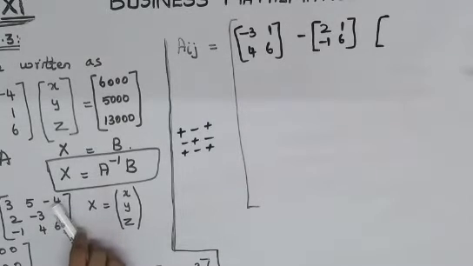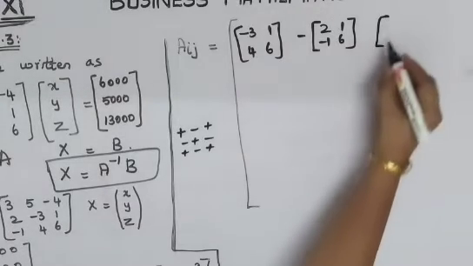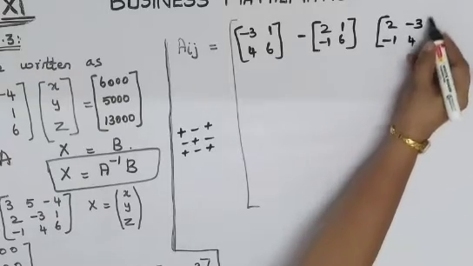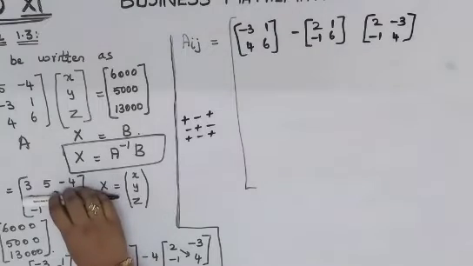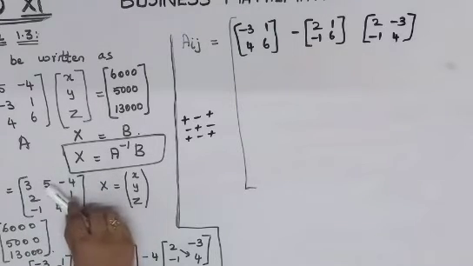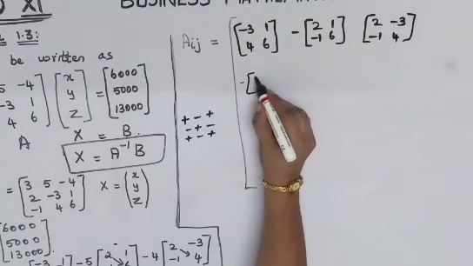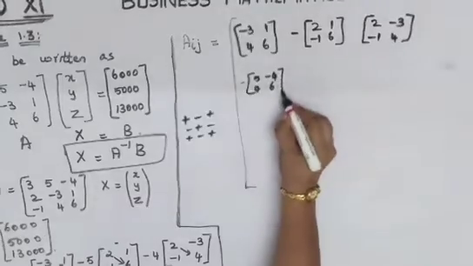Then minor of minus 4. Regarding row and column, 2 minus 3 minus 1 4 will be there. Second row, first column: 5 minus 4 4 6, with minus.